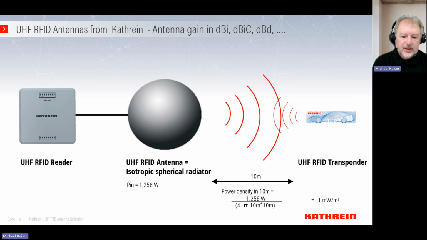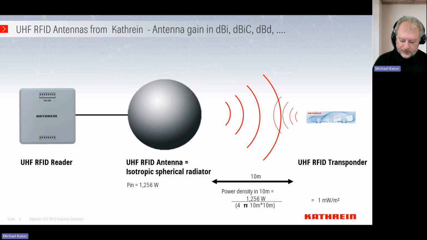So let's start with a first antenna. This is a theoretical antenna, an isotropic spherical radiator. This means the field will be built up in a ball around this antenna. When we feed a power of 1.256 watts into this antenna, we have at a distance of 10 meters a power density of 1 milliwatt per square meter. This means in an area of 1 by 1 meter, the energy is 1 milliwatt, and the tag will be activated by 1 milliwatt. All over the globe, all over the ball, we have the same energy.